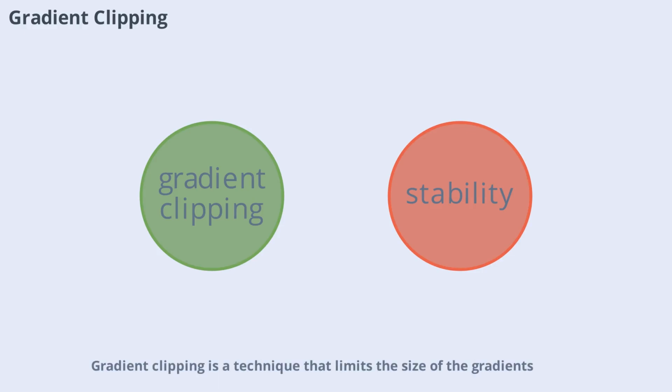Gradient clipping is a technique that limits the size of the gradients, preventing them from exploding. This is especially useful in training deep neural networks where large gradients can disrupt learning.